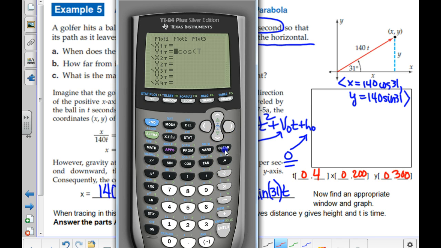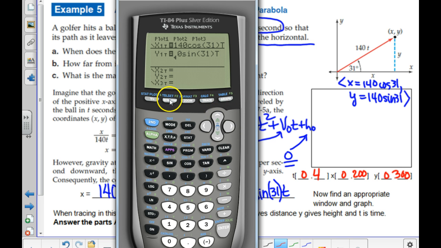All right. The first one, x, is just the component. So it's 140 cosine of 31. Close your parenthesis and then put your t, or you can put your t out in front. And this one is negative 16 t squared plus 140 sine of 31. Gotta have a t after that. Close your parenthesis and put a t. And then there is no initial height, so we won't have anything to put on the back.